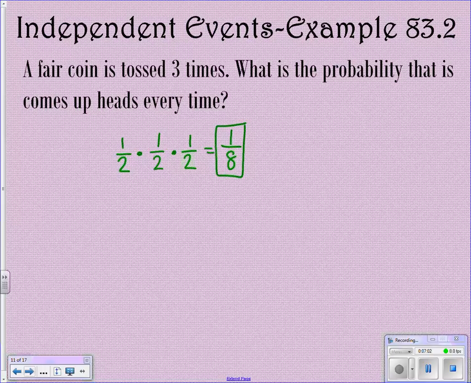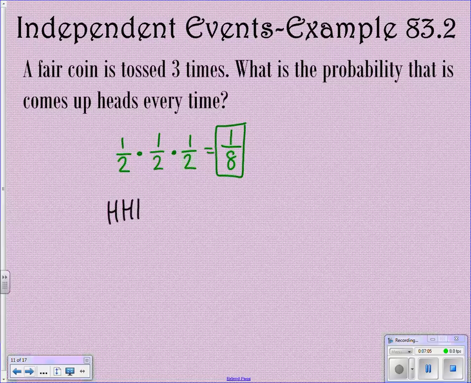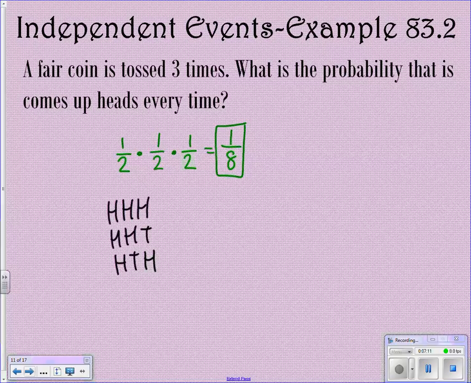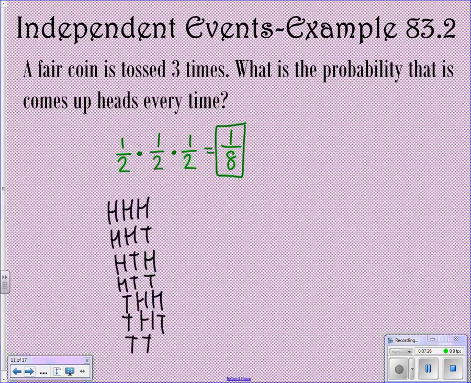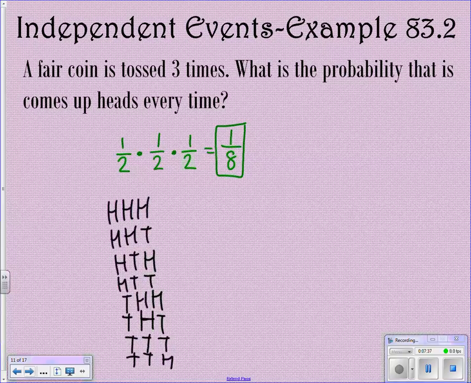And I'll show you what the 8 outcomes could have been. We could have had heads, heads, heads. We could have had heads, heads, tails. Heads, tails, heads. Or we could have had heads, tails, tails. We could have had tails, heads, heads. Or tails, heads, tails. We could have had tails, tails, tails. Or tails, tails, heads. And those are the only combinations you could have. And those are 8. And the only one that is heads, heads, heads is that first one. So 1 out of 8. Okay?